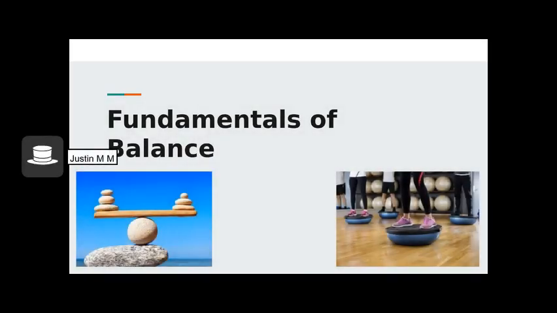First, we're going to talk about the fundamentals of balance, and this will go over topics including what balance is, types of balance control, and then different movement strategies that your body incorporates to help maintain your balance.